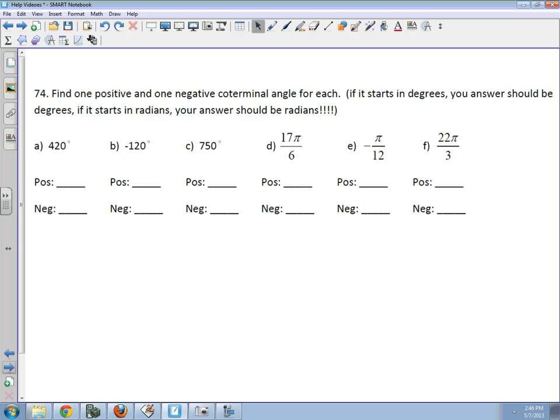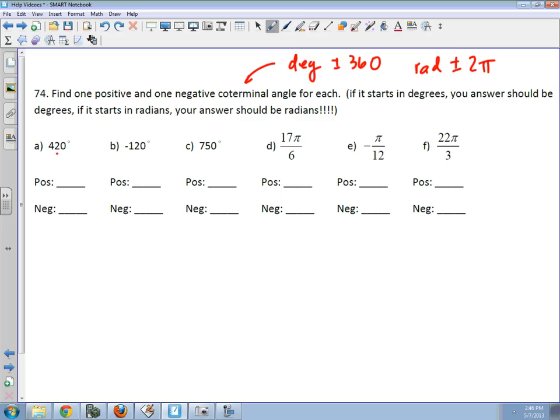I'm going to do a couple of these. Just find one positive and one negative coterminal. So when I'm finding coterminal, you know it's basically the same angle. Okay, if it's in degrees, then I'm going to add or subtract 360. If I'm looking for coterminal in radians, then I'm adding or subtracting 2 pi. So we'll do one of each.